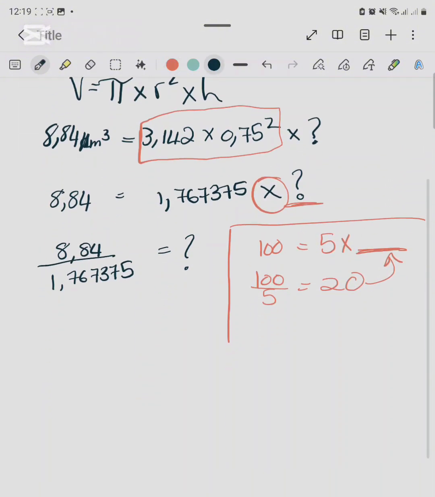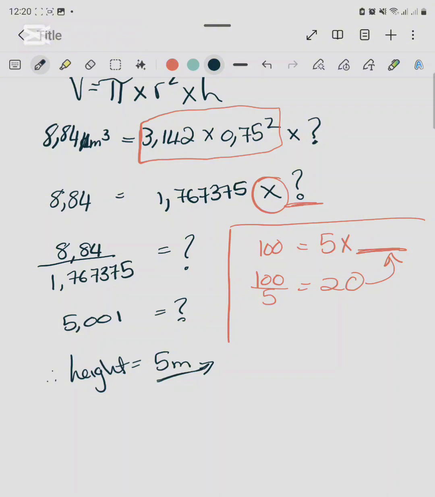Okay, and then if I pop that division into a calculator, I'm going to get 2,5001. That is my question mark, or my height, and therefore I can say my height is equal to approximately 5 meters. That's just because I'm rounding off the last decimal places, and I think the question specified to round off to the nearest meter. So that's my final answer for 5.2.3.